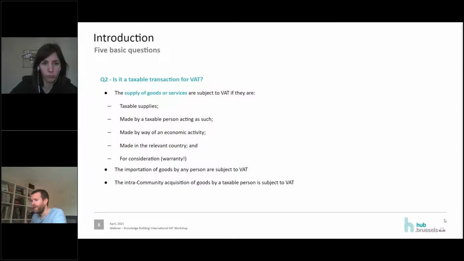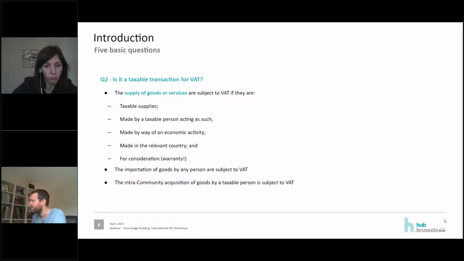Question 3: where does the transaction take place for VAT? That is also important in order to assess, of course, where the VAT will be due. Not yet by whom, but at least in which country it will be due. So different types of transaction, as we said. So supply of goods or services.